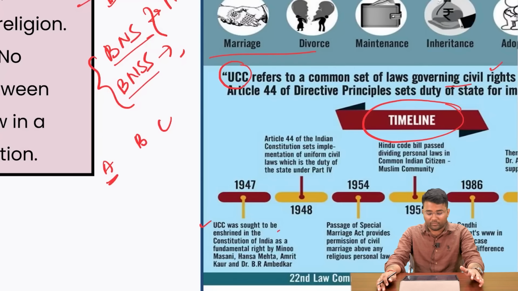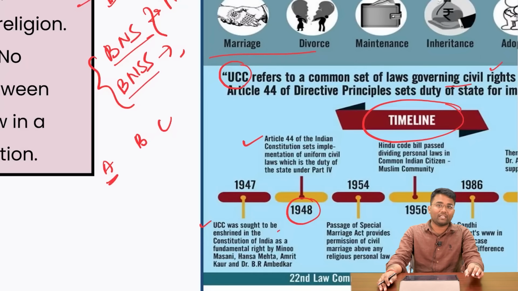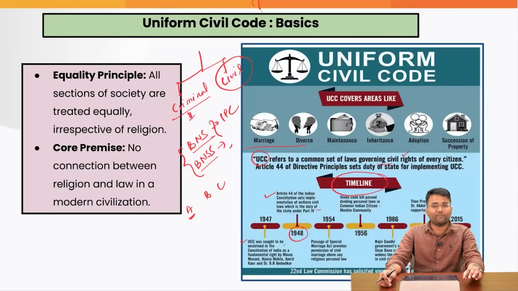Uniform Civil Code was sought to be enshrined in the Constitution as a fundamental right by some of the members of the Constituent Assembly. But in 1948, Article 44 of the Constitution set the implementation of uniform civil laws as the duty of the state under Part 4. So we have divided rights into Part 3 and Part 4. Under Part 3, we have the justiciable rights. And under Part 4, the Directive Principles of State Policy, we have the non-justiciable rights. So initially, it was thought to keep the Uniform Civil Code under the fundamental rights provided under Part 3. But because of the disagreement between the members, ultimately it was kept under Part 4 of the Constitution.